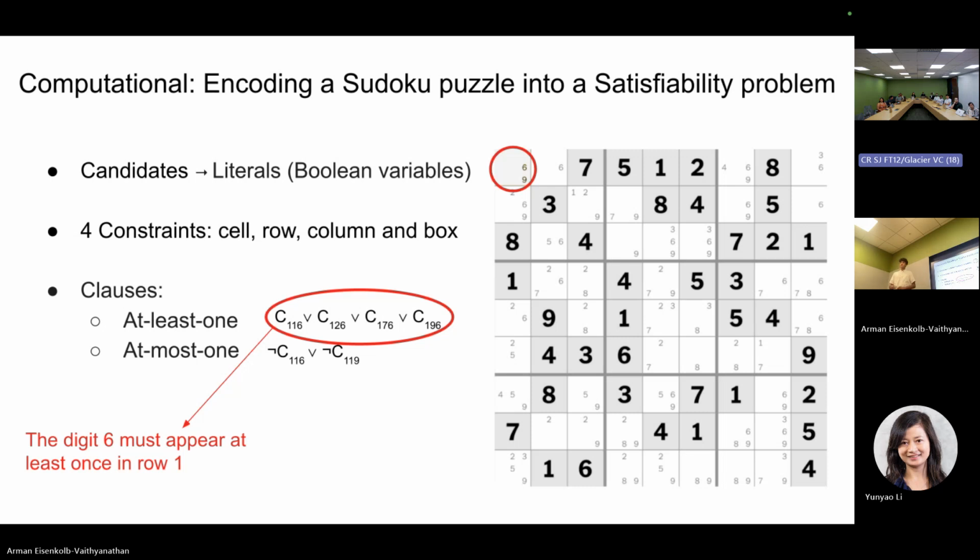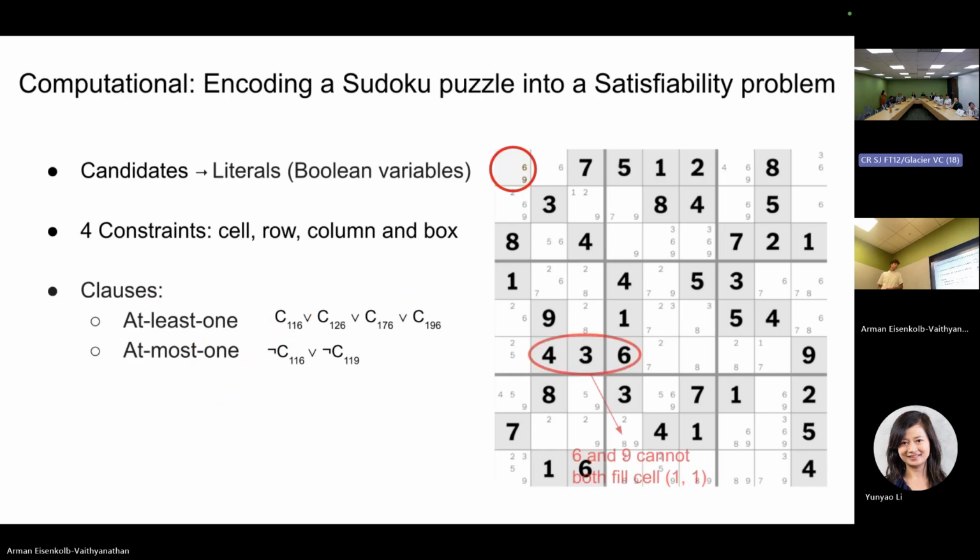The at most one clause for a cell states that each cell must contain at most one digit. It does this by creating pairwise relationships between pairs of candidates in each cell to state that if this candidate goes into the cell, then this candidate cannot go into the cell. The at most one clause example I have given here states that for cell 1, 1, if 6 fills that cell, then 9 cannot go in that cell, and vice versa.